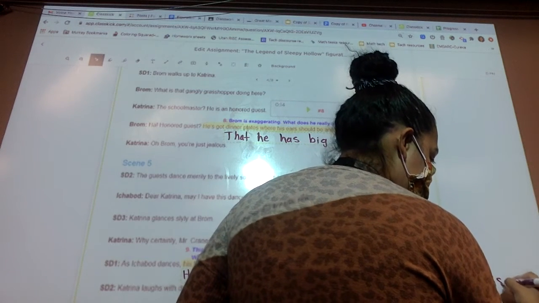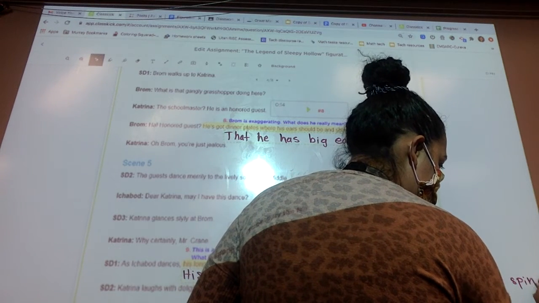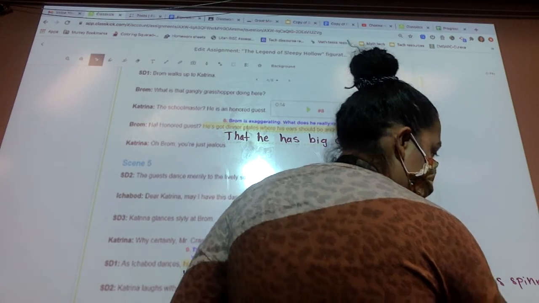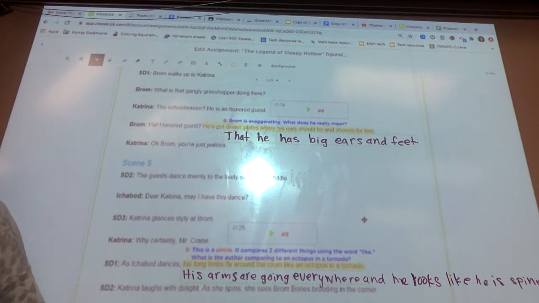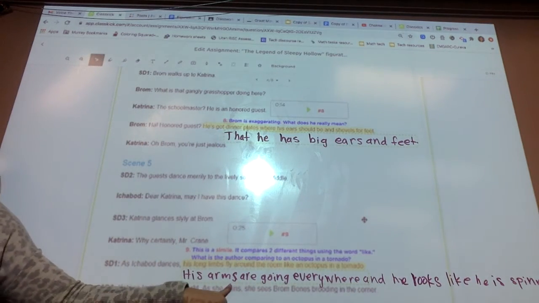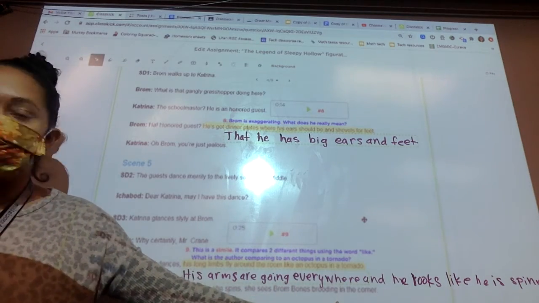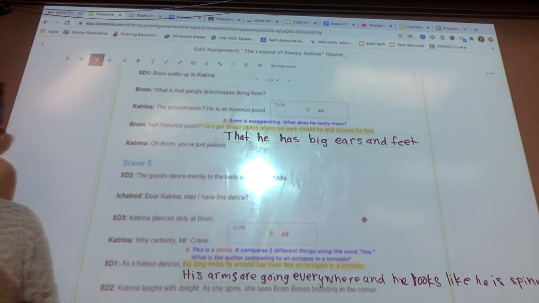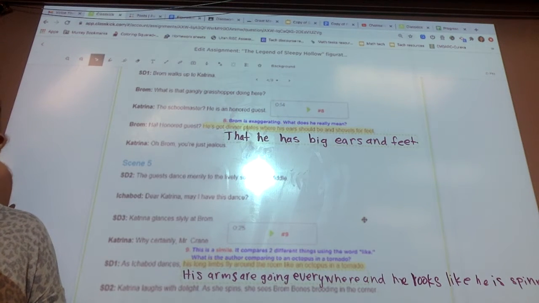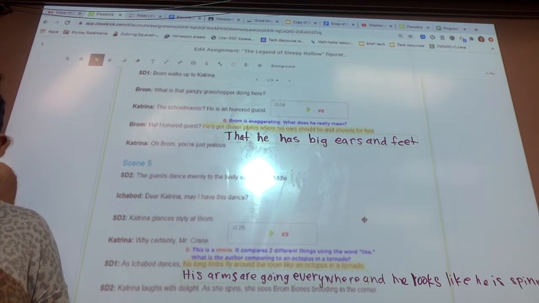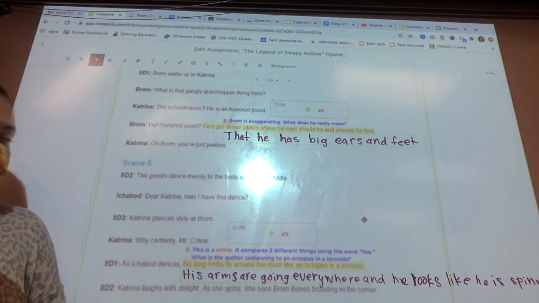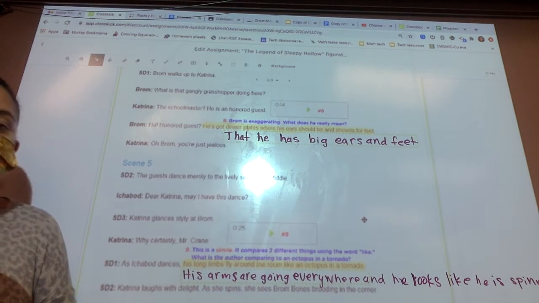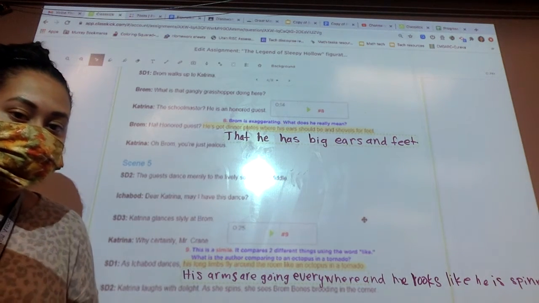Octopuses have been in tornadoes in the past. Period. Okay? His arms are going everywhere, and he looks like he is spinning. I wrote his arms are going everywhere. He's a bad dancer. Okay, once you have that, scroll down and see if there's any more. If not, then go to page 5.